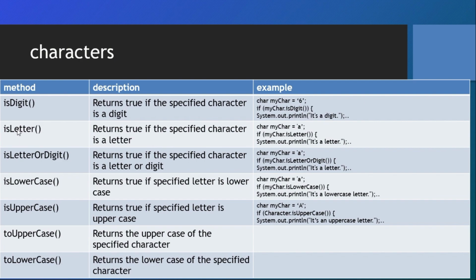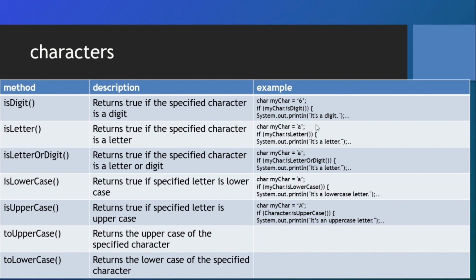And we also have isLetter, right? It's the same as isDigit, but it will return true if the specified character is a letter. So you can try to do that there. And then there's also the method isLetterOrDigit, which returns true if the specified character is a letter or a digit. So it will print out true, and then it will tell you if it's a letter or a digit. And then we have isLowerCase, which returns true if the specified letter is lowercase, and isUpperCase, which returns true if the specified character is uppercase. So we have these examples there.